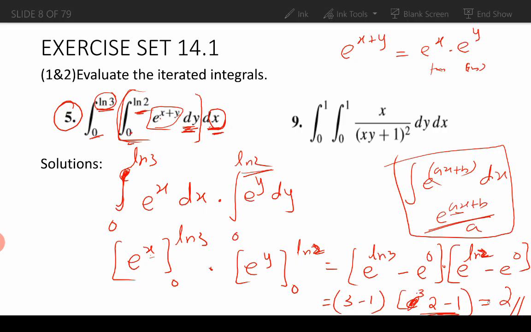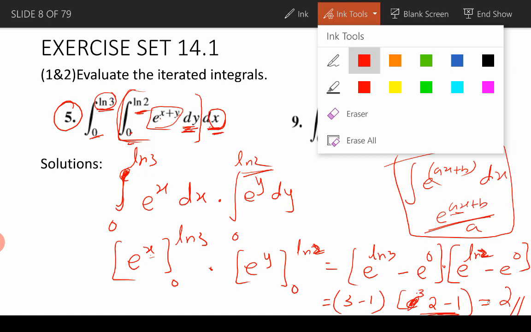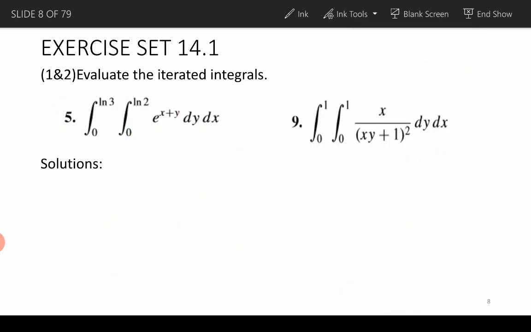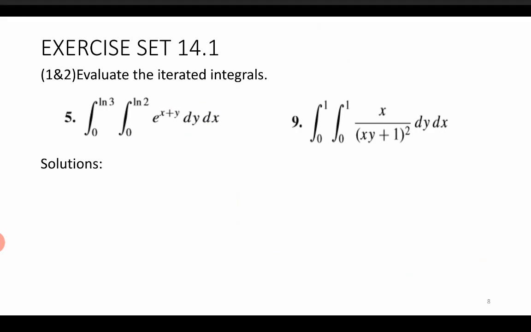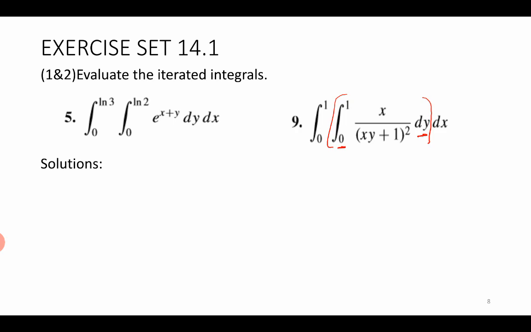That's possible in any way. Let's go to problem number 9. Now we cannot separate this function as a function of x and a function of y, isn't it? We should integrate it as it is. First integration is with respect to y, and the limits of y are 0 and 1. This is the inner integration. Let's go ahead.